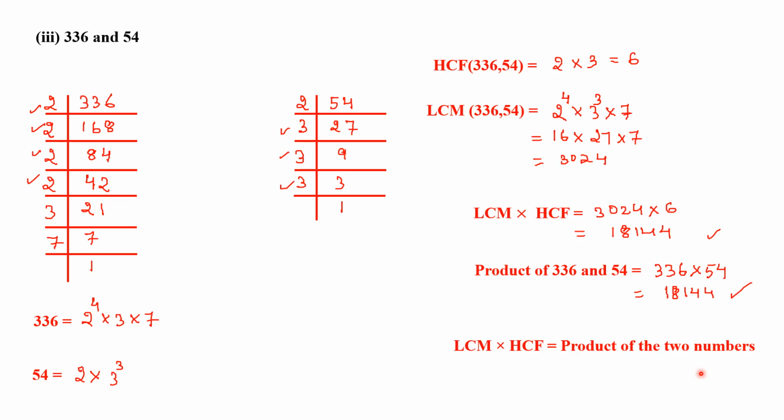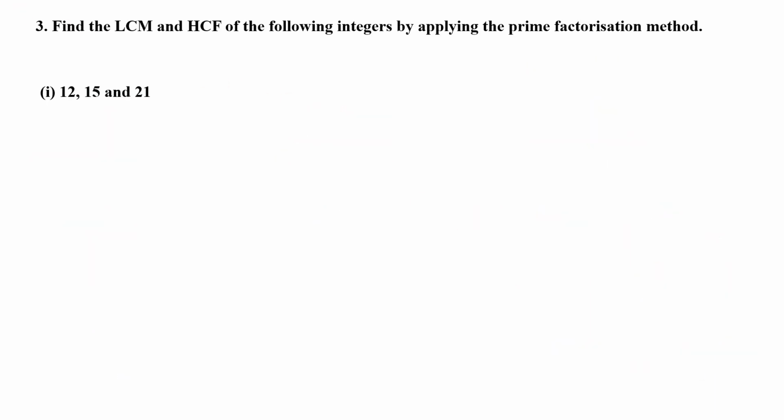Okay, now we'll move to question number 3. So question 3 says that find the LCM and HCF of the following integers by applying the prime factorization method. So you have to find LCM and HCF by doing the prime factorization of each of the numbers. Okay, so let's start doing the prime factorization.